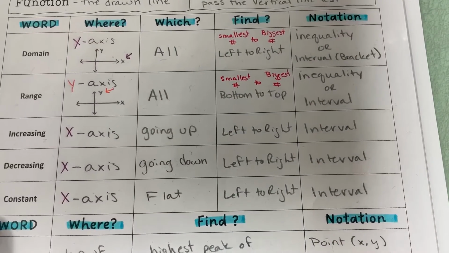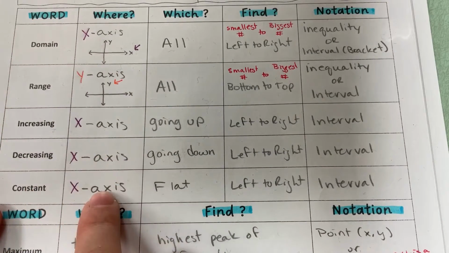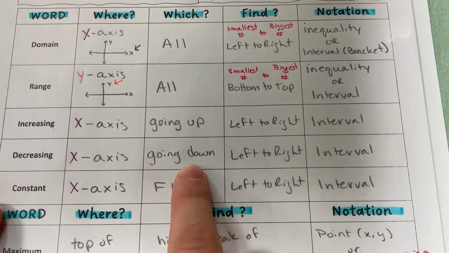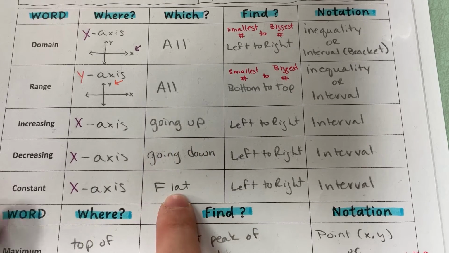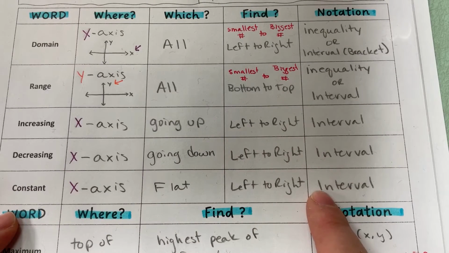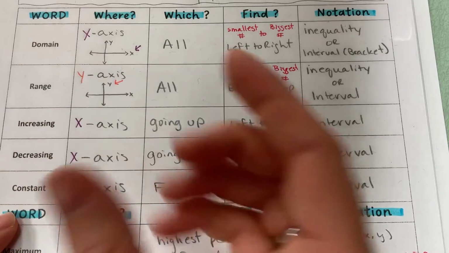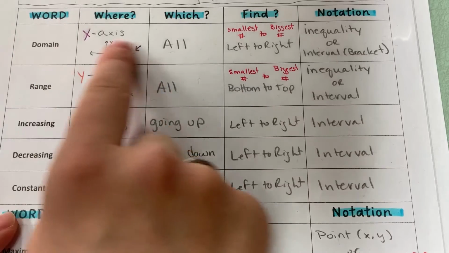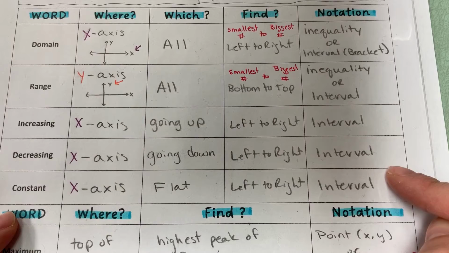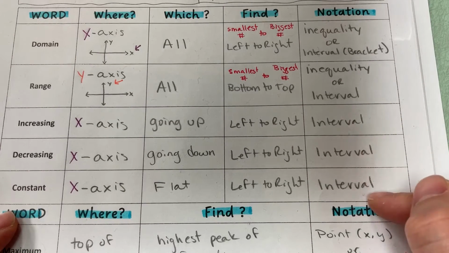Looking at those notes we took earlier about the vocabulary, increase, decrease, and constant all look at the x-axis. Increase is going up, decrease is going down, constant is when the graph is flat. And again, we read this all from left to right. Increase, decrease, and constant are like taking little pieces of the domain that you're writing out. For all three of these, we're just going to do interval notation. You can do inequality, you know how to do it, but we're just going to stick with interval notation.